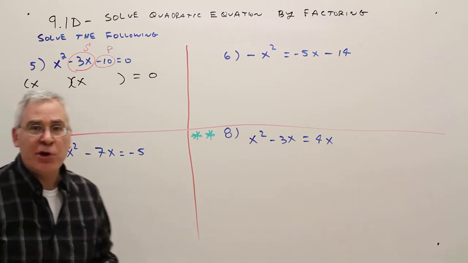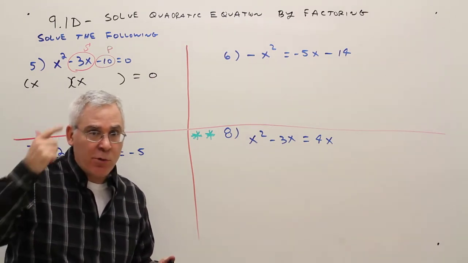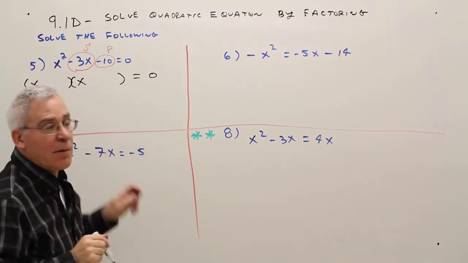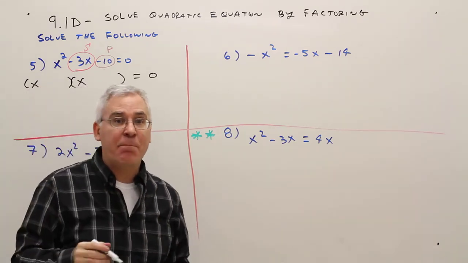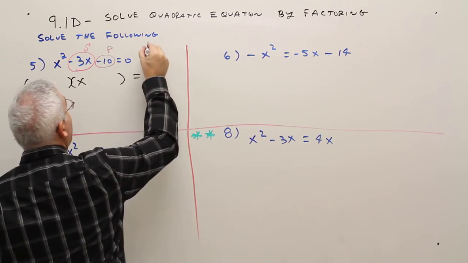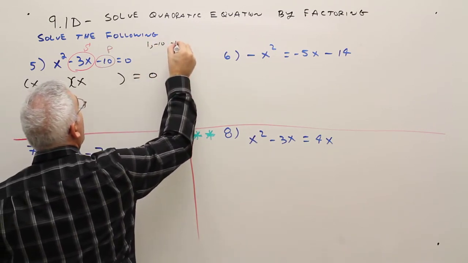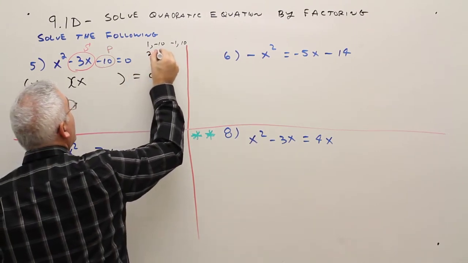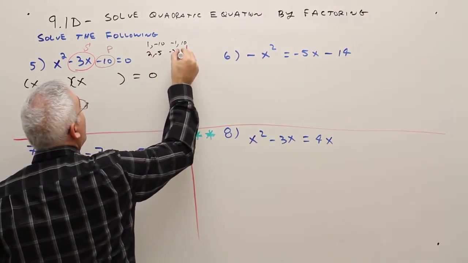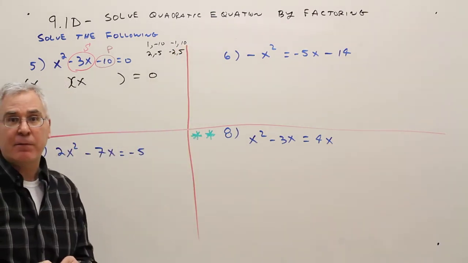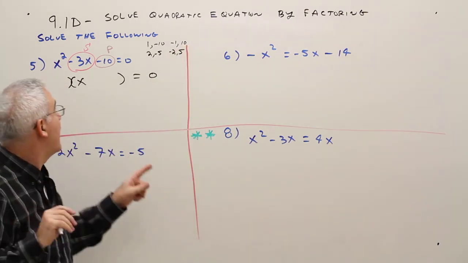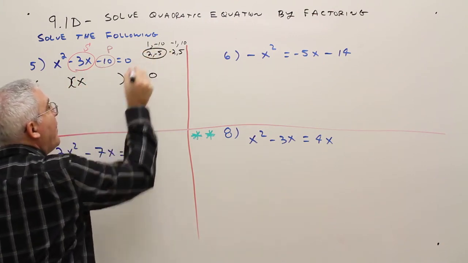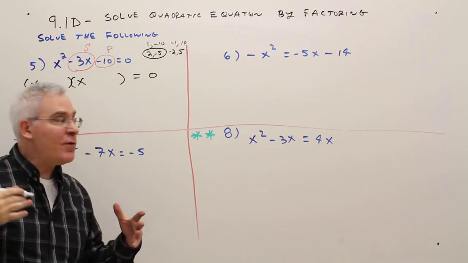All right, you could make a list if you wanted to, or you could just do it in your head. For the first problem, I'll start by making a list. So since the product is negative, I'm going to have a mixture of signs. It could be 1 and negative 10, or negative 1 and positive 10. It could be 2 and negative 5, or negative 2 and positive 5. That's all my product pairs. Now, which one has a sum of negative 3? Oh, that one does. So I choose that.